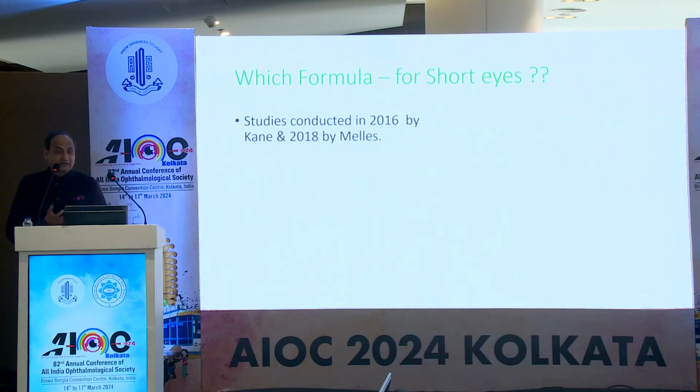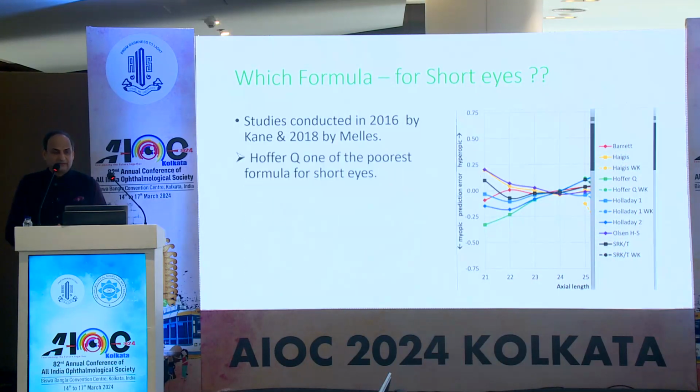Well, studies were conducted in 2016 by Kane and Melles. And again, a very busy slide. They also came to the same conclusion that Hoffer Q is one of the poorest formulas for short eyes, which we have been using every day for 20 years. Correct? Barrett and Holladay 1 performed better in 21 and 22 millimeters of range.